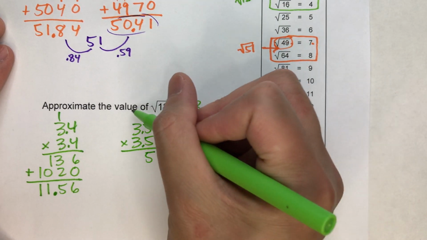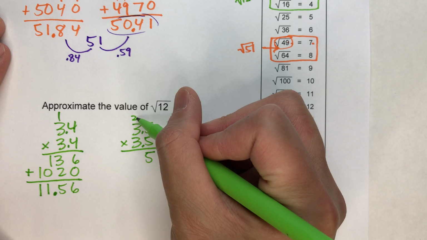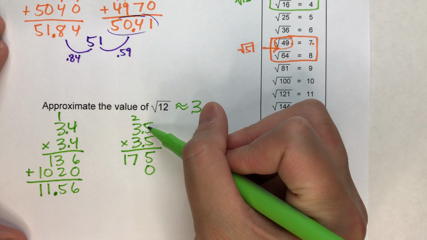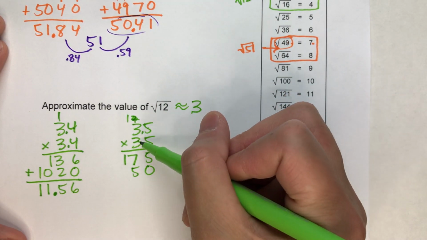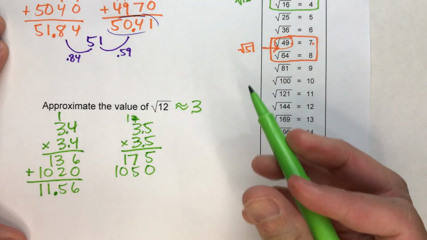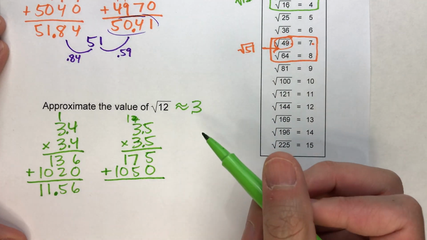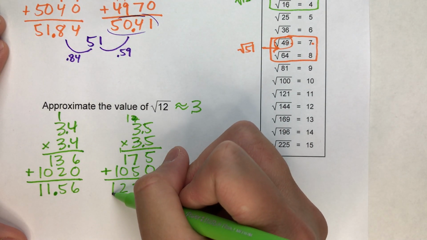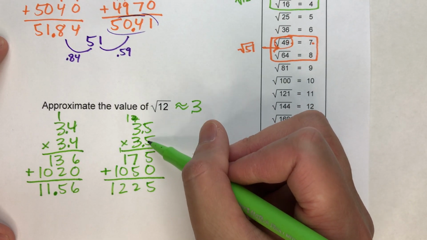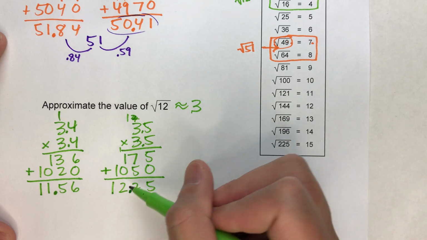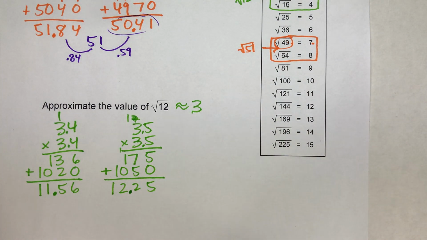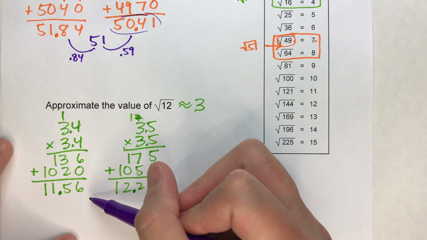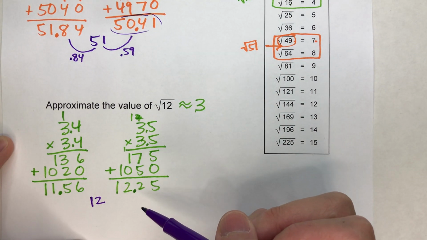5 times 5 is 25. Carry the 2. 5 times 3 is 15, plus 2 is 17. 0 for the placeholder. 3 times 5 is 15. Carry the 1. 3 times 3 is 9, plus 1 is 10. Now, let's add up our numbers here. 5, 12. Carry the 1. 2, 1. And again, 2 digits after the decimal in my original problem, so 2 digits after the decimal in my answer. All right. So notice, we actually did come pretty close to 12. 12.25.